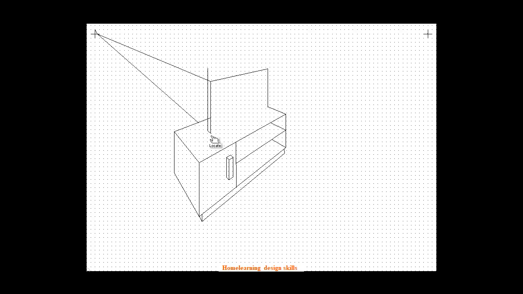Let me just get these lines out of place. Whoops, wrong one. So this is what we're doing, and then this line can go from that point to that vanishing point, from this point to that vanishing point, and then we can trim these bits in.